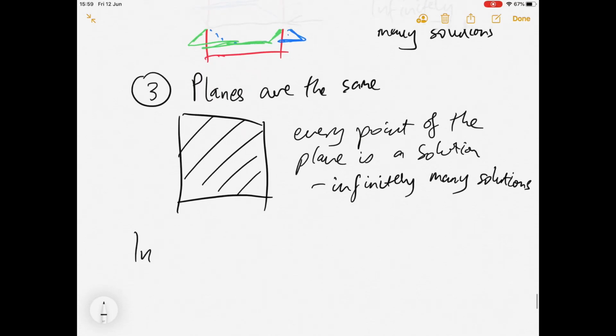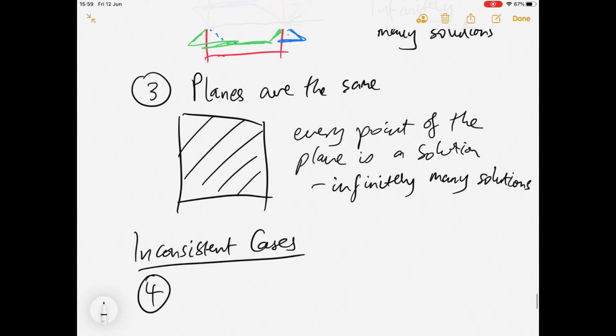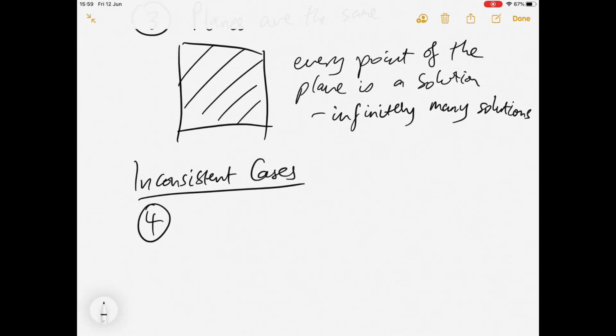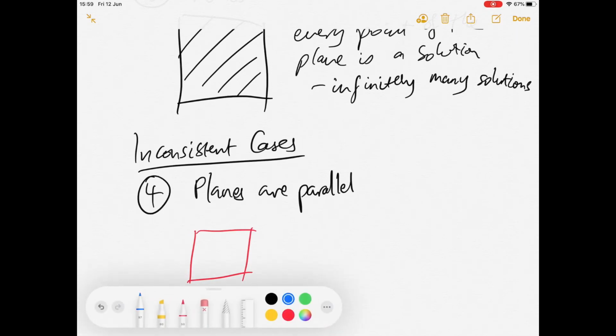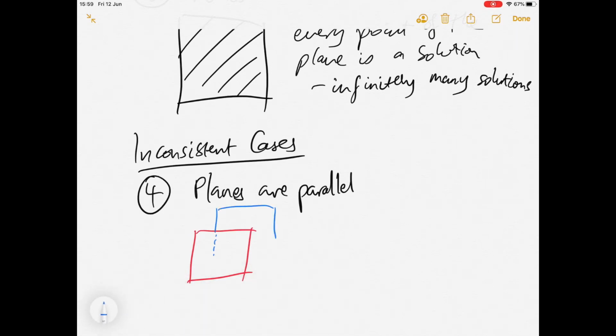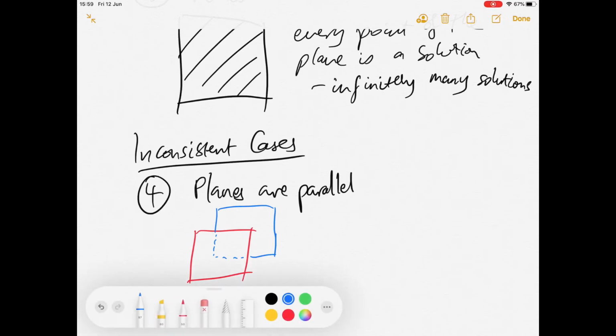Okay, so now on to the inconsistent cases. Inconsistent, remember, means there aren't any solutions. So number 4, we could have that some of the planes are parallel. What does it mean if we have planes that are parallel? Here's a red plane, and if I draw behind it a blue plane that's parallel, I could then have another plane; it doesn't matter what it looks like, the third plane can be anything we like.